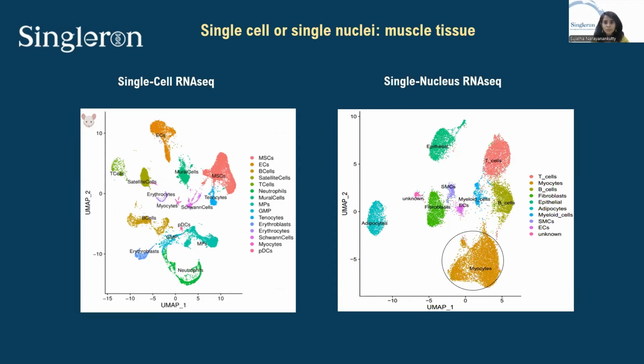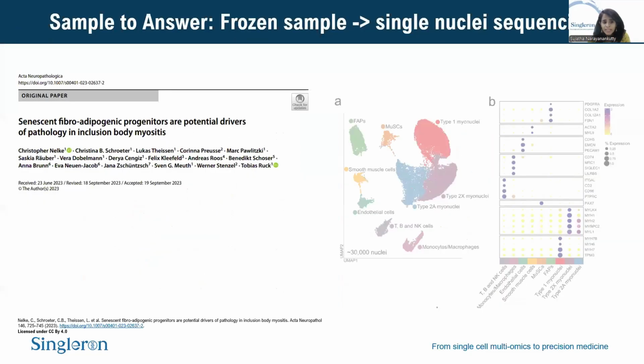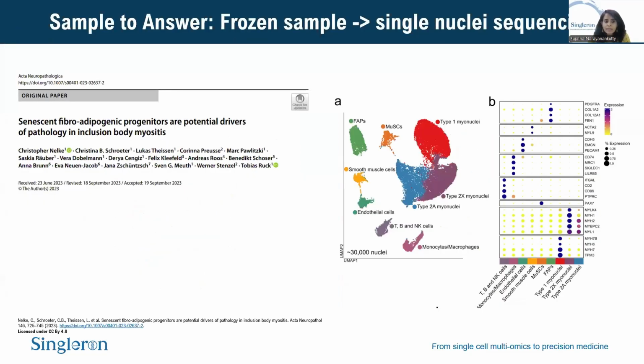If you look at these two UMAPs side by side, you can see it's the same sample that went through a single cell and single nuclei workflow. You can see that there are certain cell types that I've circled here. That's the myocytes, which are the skeletal muscle cells. They are missing in the single cell data, because they are irregular, large shaped and may not get captured. Whereas if you did a single nuclei workflow, they get captured. So depending on the sample you're working with and the question you're answering, you can decide which one is better for your setup.